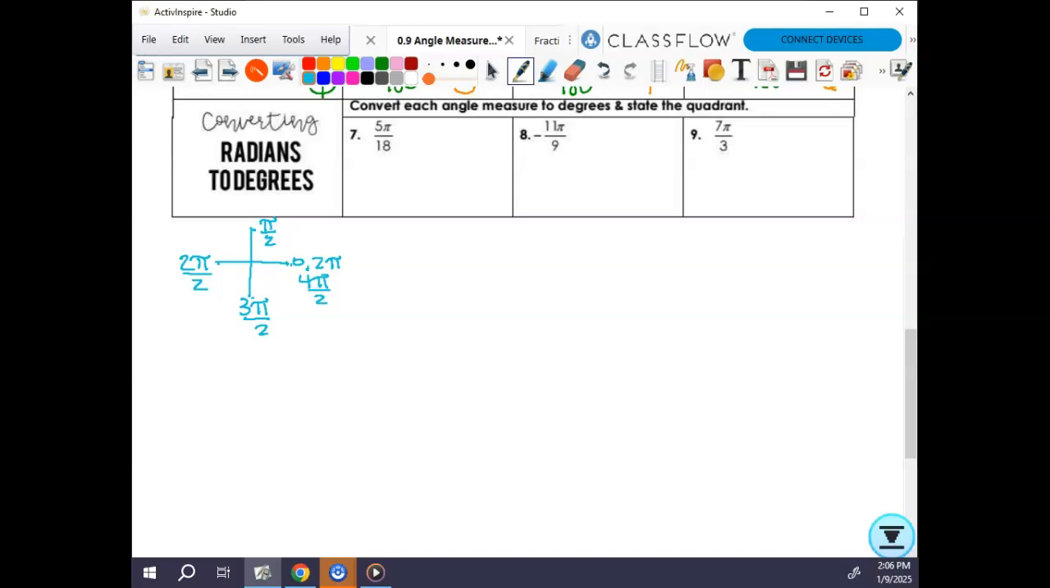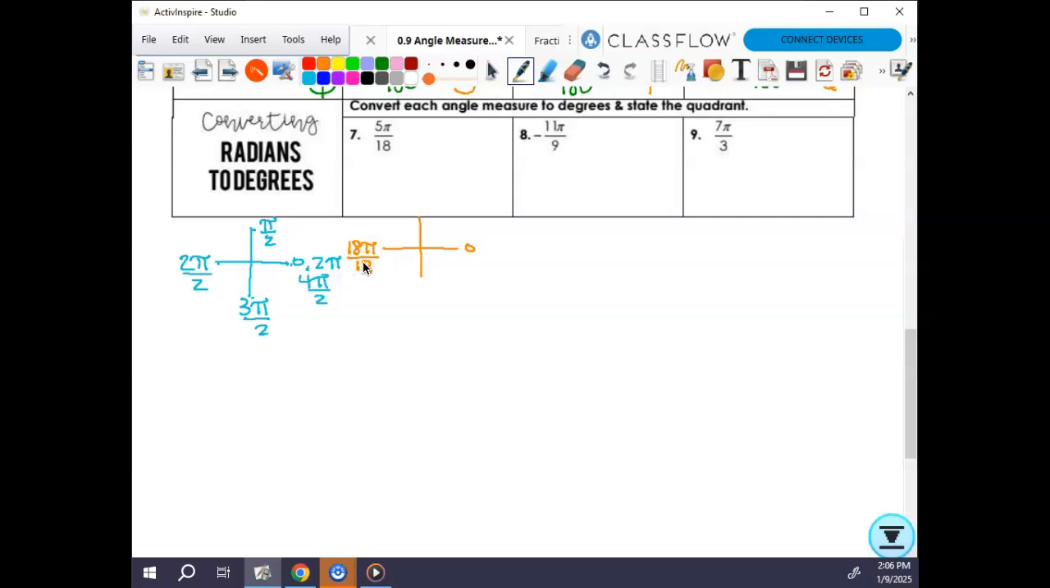So this is how this is going to work. I'm going to make another little thing here. And my fraction, this is 5 pi over 18. So my denominator is 18. I'm going to think in 18ths, okay? So I'm here at 0. When I get to pi in 18ths would be 18 pi over 18. Would you agree with that?